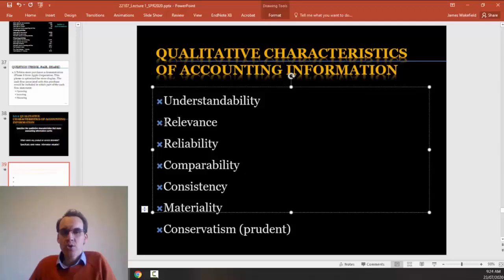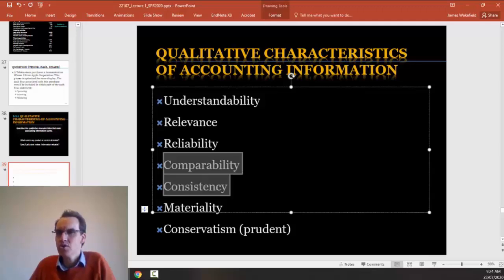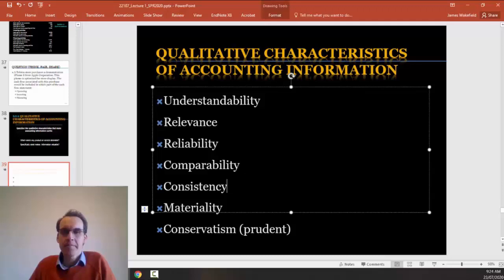Is the information included relevant? The information should be relevant for decision making. Reliable. Is it reliable? Is it correct? Is it free from error? Is it comparable? And is it consistent? These are two different things. Comparability relates to comparing different organizations. Can we compare the financial statements of our organization with that of the competition so we can get a meaningful understanding of the relative financial performance?